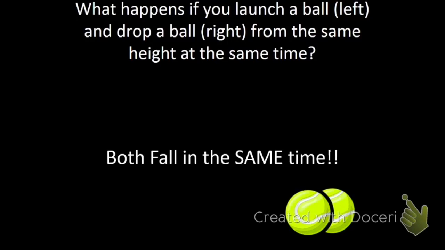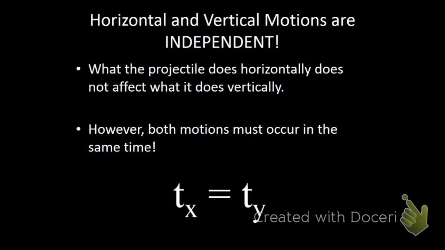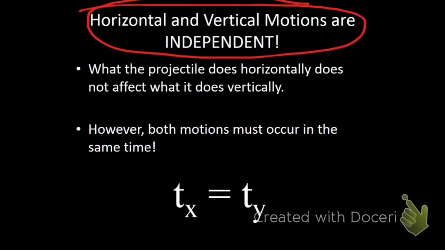This is going to be an important piece of the puzzle as we study this, and so we're actually going to do several demonstrations of this in class so you can see it not just with an illustration. And what this proves, and you're going to see a lot of these demonstrations, is that horizontal and vertical motions are independent of each other. So whatever the projectile is doing in the horizontal does not affect what it's doing in the vertical.